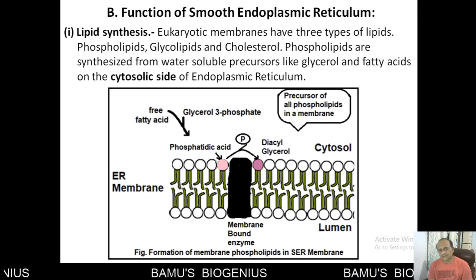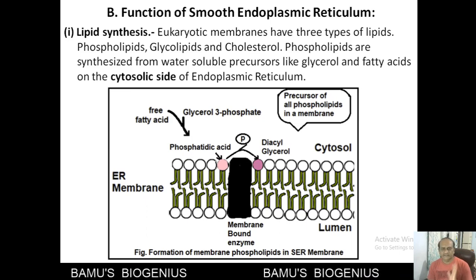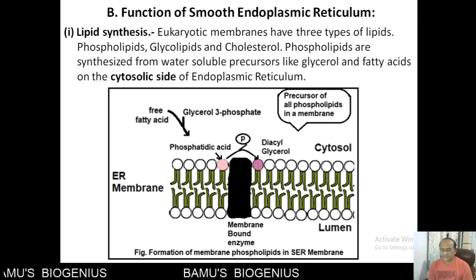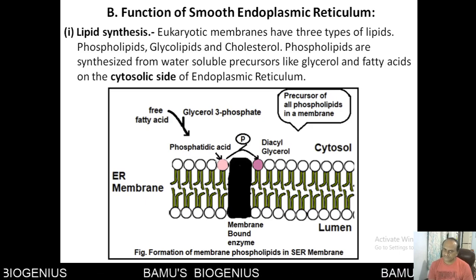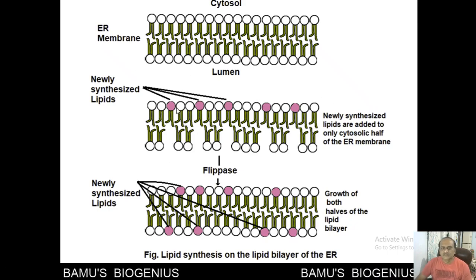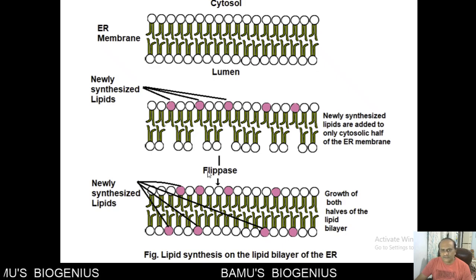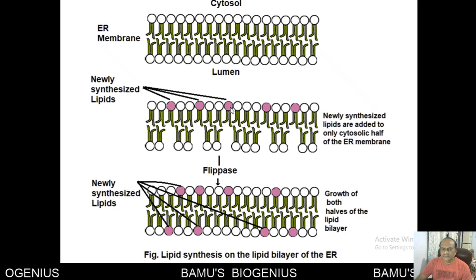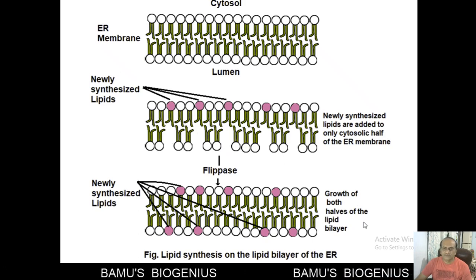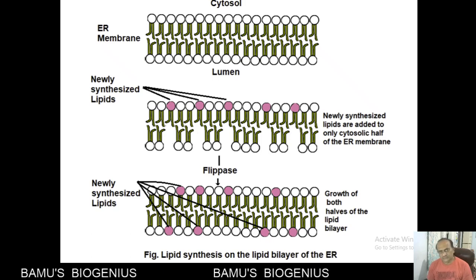Remember that all the phospholipids are synthesized in the ER membrane except the sphingomyelin. So this is how the different types of lipid molecules are synthesized in a smooth endoplasmic reticulum with the help of membrane-bound enzymes. When these phospholipids are synthesized, these newly synthesized lipids are incorporated in the membrane, and with the help of the flippase molecule, these newly incorporated lipid molecules are then transported to the other half of the ER membrane. So this is how there is a growth of both halves of the lipid bilayer. So this is about the lipid synthesis in a smooth endoplasmic reticulum.